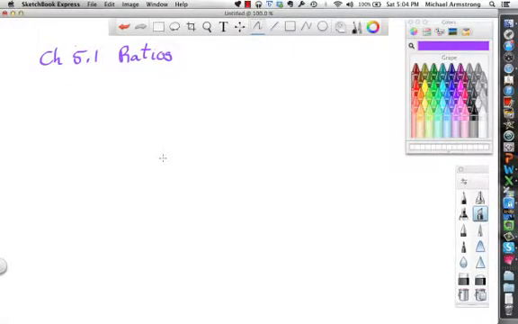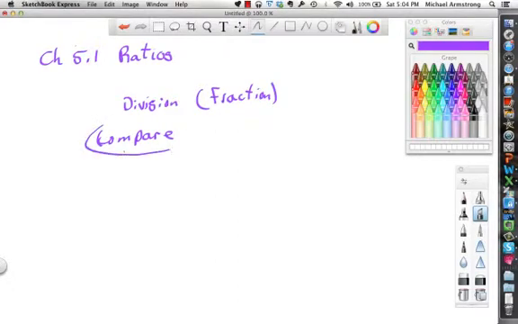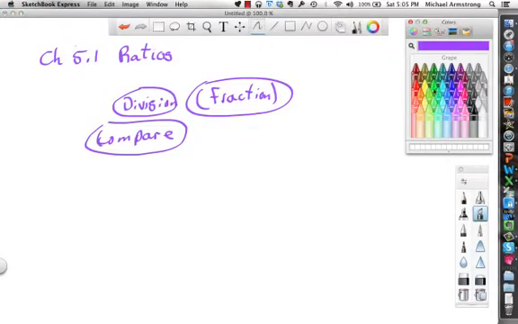We're starting chapter 5, lesson 1 on ratios, and what you need to remember is a ratio is a comparison of two quantities using division. It looks like a fraction, but it's division, and it looks like a fraction often, not all the time, and it's comparing two numbers. It's a way to compare. So this helps us remember what's happening with ratios. It looks like division, it's a fraction, it's a way to compare things.